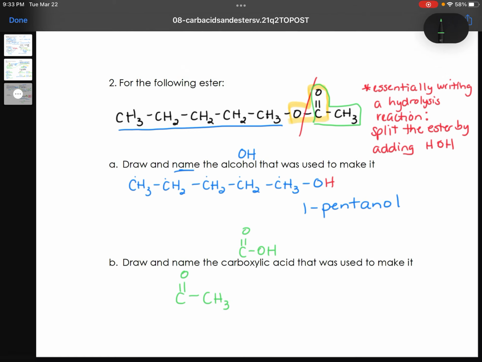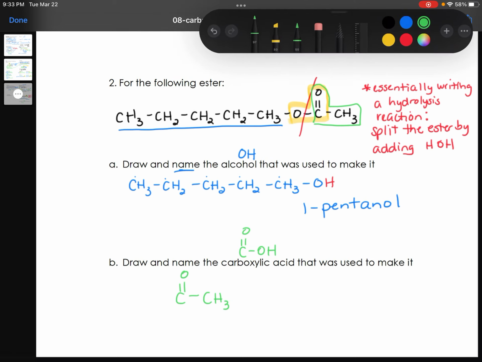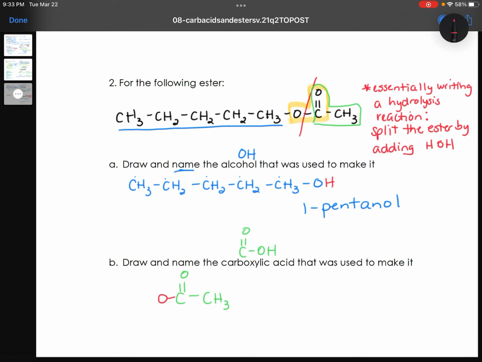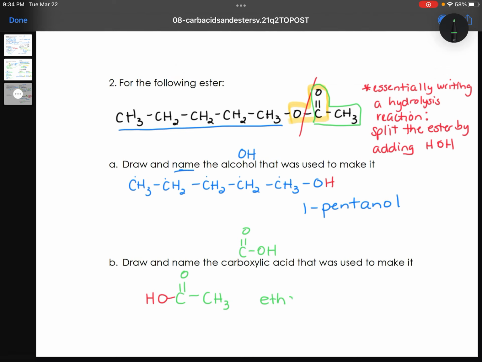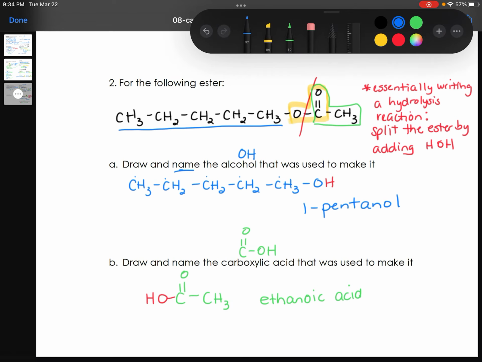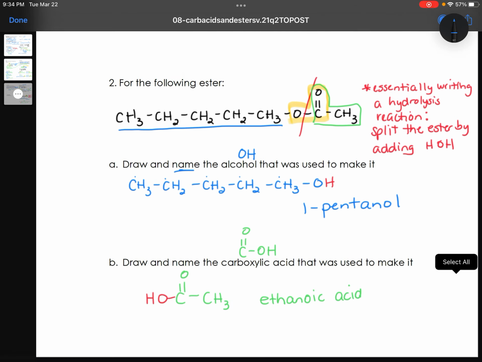And then when you get down to part B, again, what I've drawn there in green is not really a carboxylic acid. So you have to pretend like we have added water, the OH from water, and now this looks like a carboxylic acid. And carboxylic acids have to be on the end, so you can write 1-ethanoic acid, but you don't have to. Okay, so that is one type of question you could be asked. I forget if it's in the homework, but it's definitely on the review worksheet.